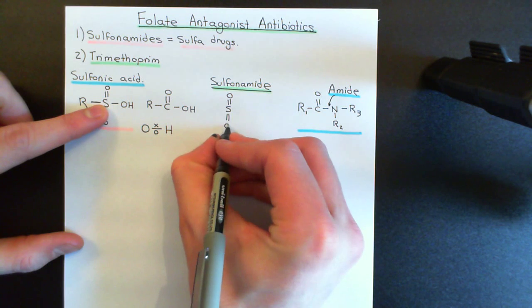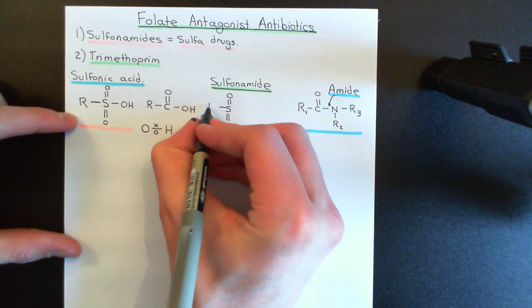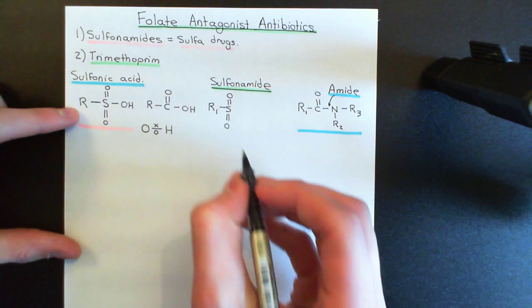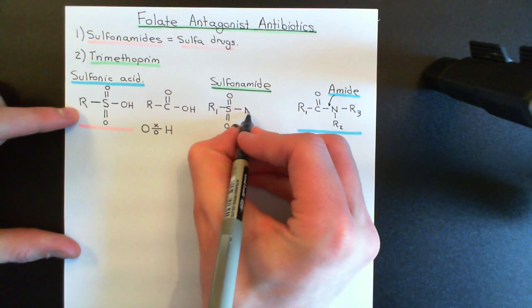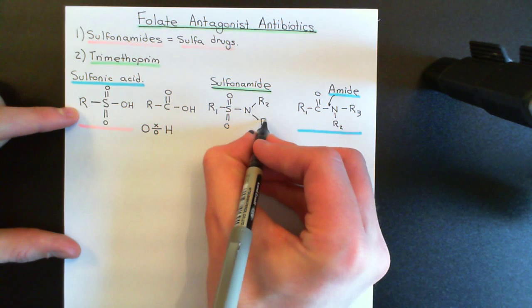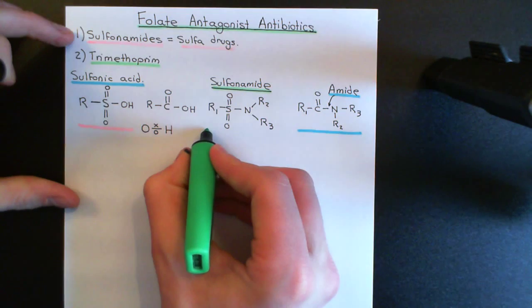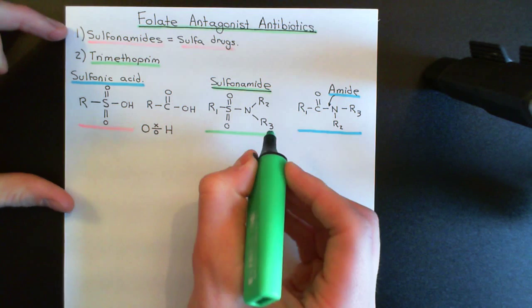So here's the sulfur atom in the middle with two oxygen atoms still double bound to it. We'll have the first R group here, which I'll now label up R1, and then we'll have a nitrogen atom here with two other functional groups, R2 and R3, attached to it. And this functional group then, this is what is meant by a sulfonamide.